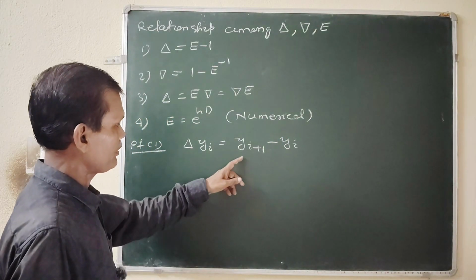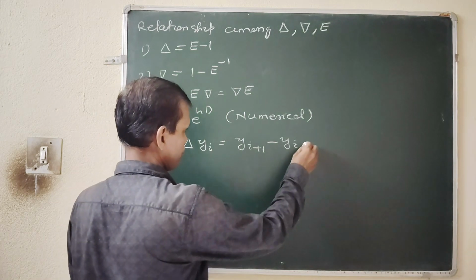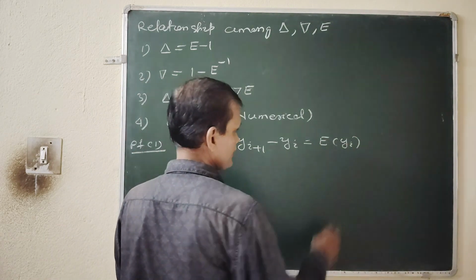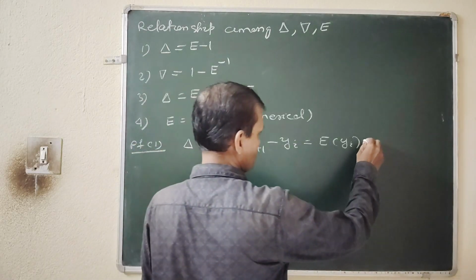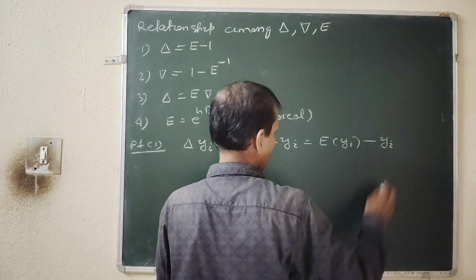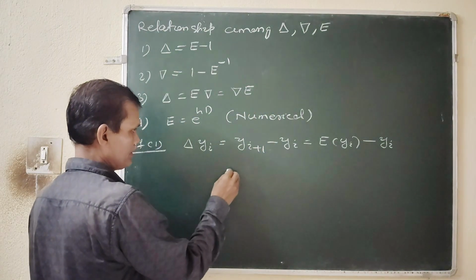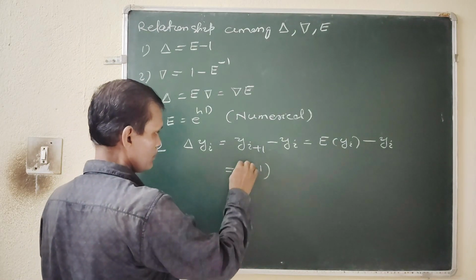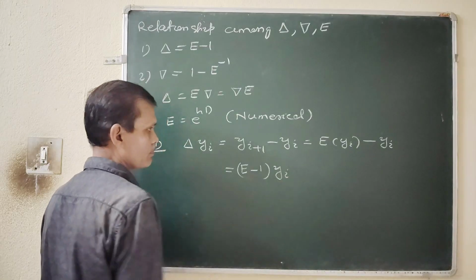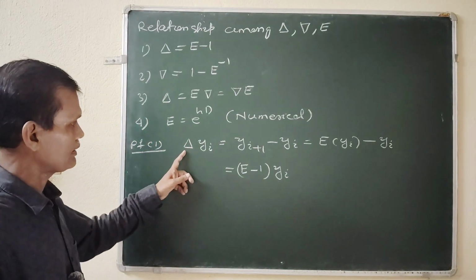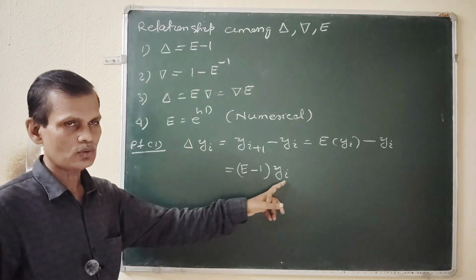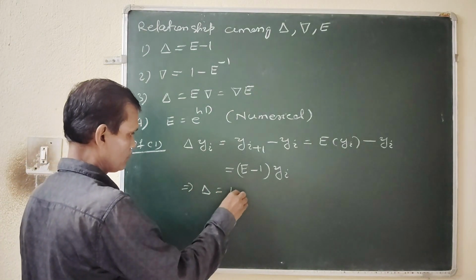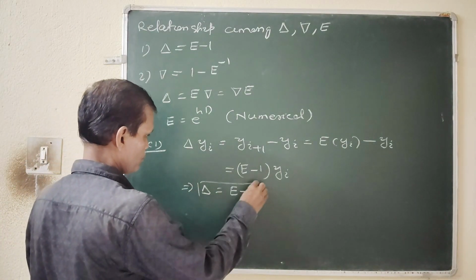But as per the shift operator, we can write it as E of yi minus yi. If we write it as (E minus 1) yi, then we get delta yi is equal to (E minus 1) yi. So that implies delta is equal to E minus 1. That is our proof.